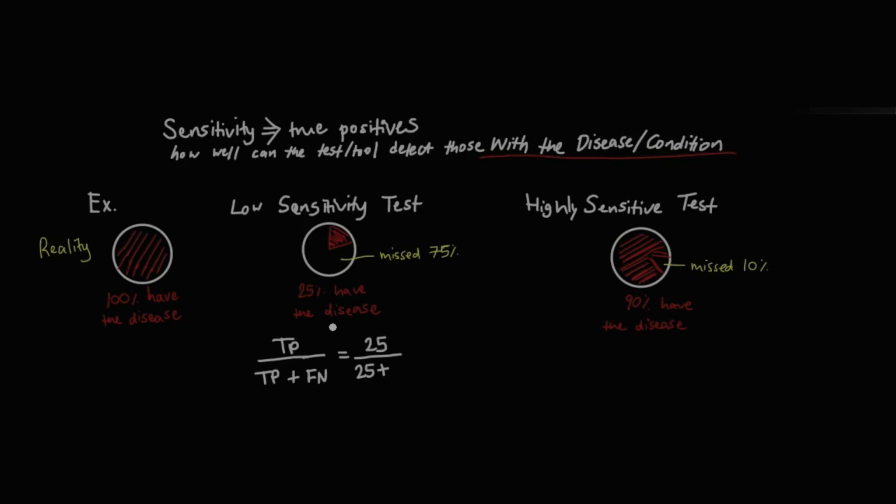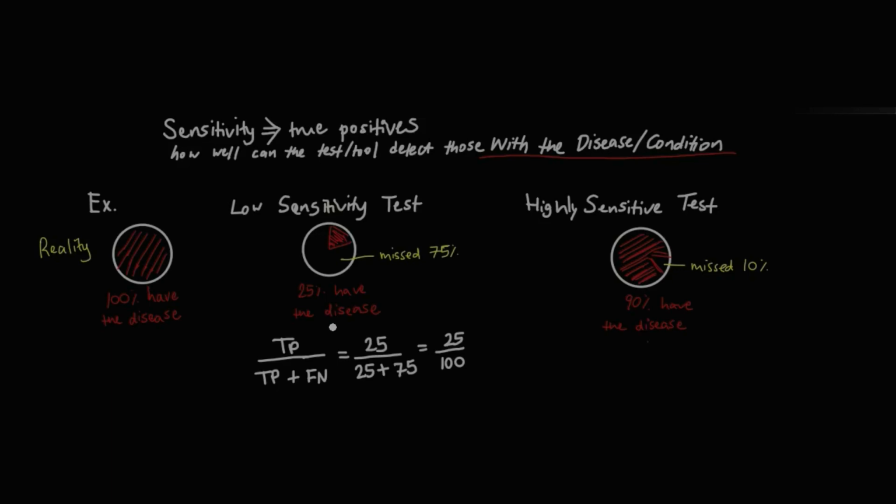And as for your false negatives, 75 out of the 100 people tested negative when in reality they do have the disease. So your false negative here is going to be 75. Together you have 25 over 100. Simply put, 25% of the people tested positive and in reality they do have the disease. So they are truly positive.